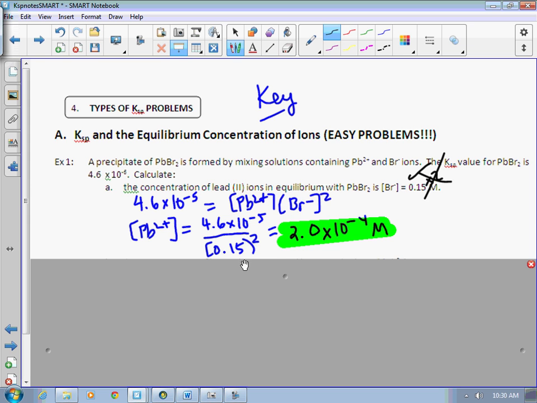So there's my 0.15, but you do have to square it because that's part of the whole equilibrium piece, not the stoichiometry piece, in other words. So that does get squared, and then you just solve. The lead concentration would be 2.0 times 10 to the negative 4th. And that would be a saturated solution, or in other words, the solution would be at equilibrium.